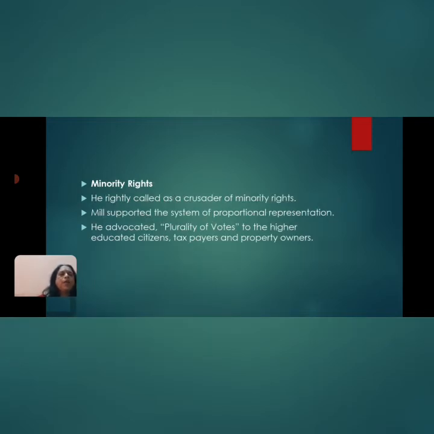Next, talking about the minorities. Okay, so who are minorities? Basically, J.S. Mill is referred to as a crusader of minorities' rights. According to him, if democracy has to survive, the minorities must have a special representation. His minority rights do not deal with religious or linguistic minorities.